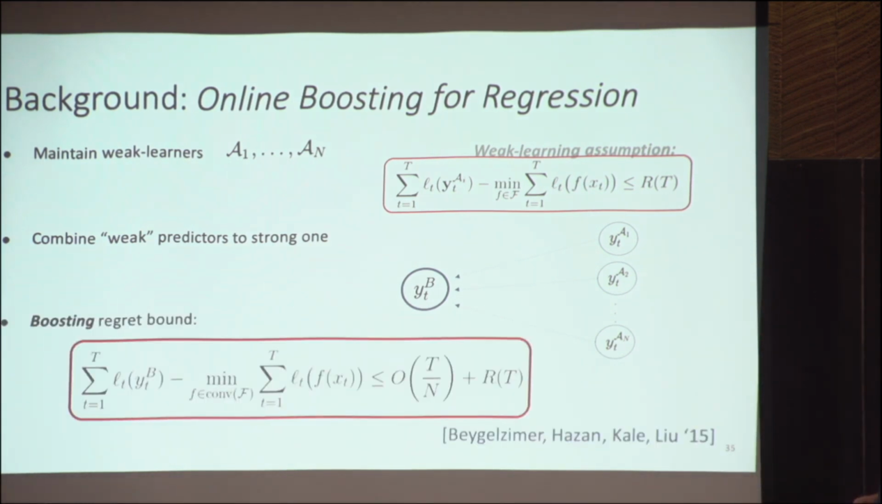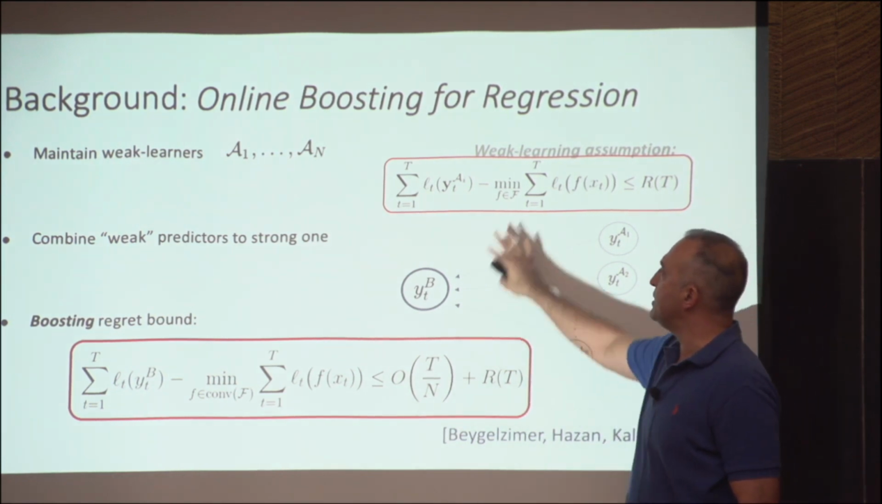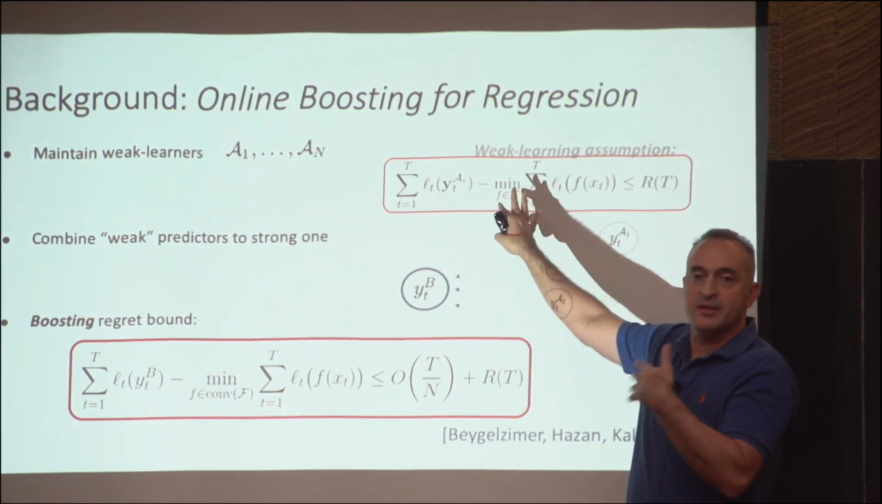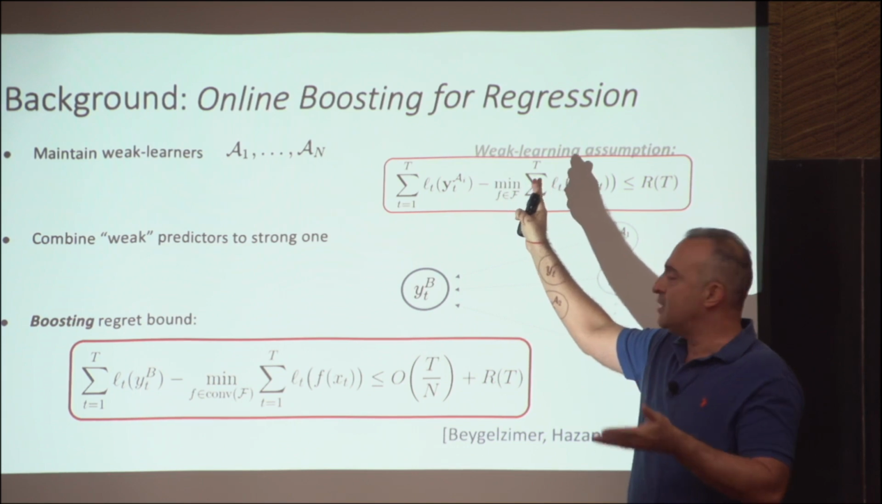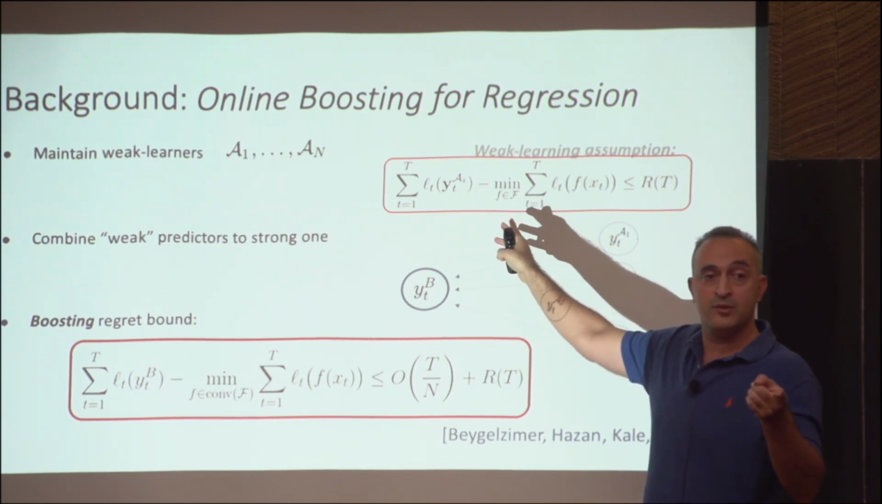Why is it good? So here is the regret that you can obtain. What you can guarantee, you already have a regret bound. You cannot hope to improve the regret, but what you can improve is the class of predictors. So that alludes to what Chris asked.